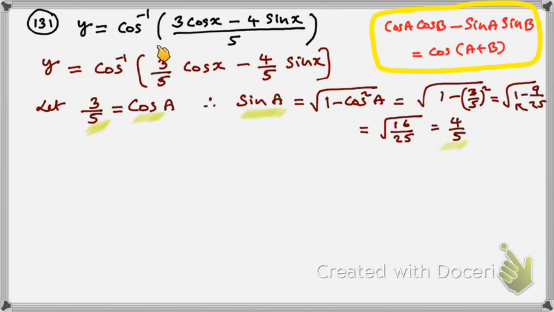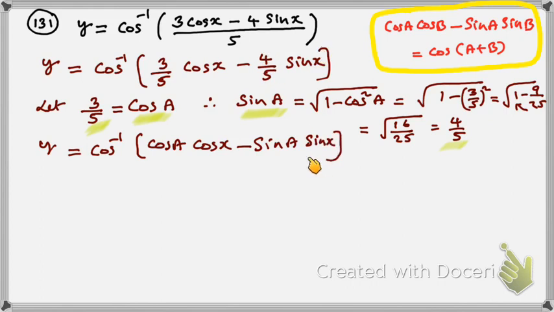So I'm going to call this as cos A. Then this turns out to be sin A. So what would my expression now become? It will be cos inverse of cos A into cos X minus sin A into sin X.